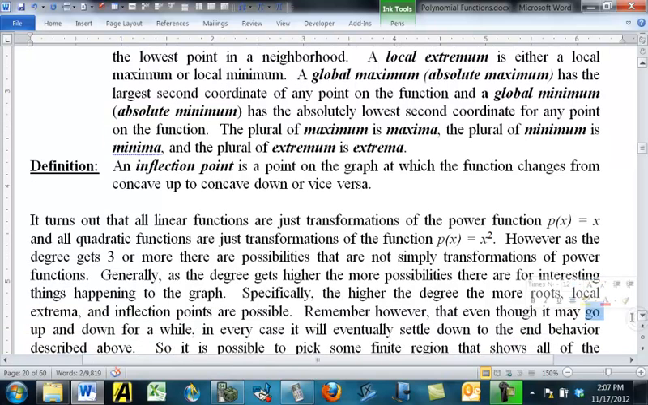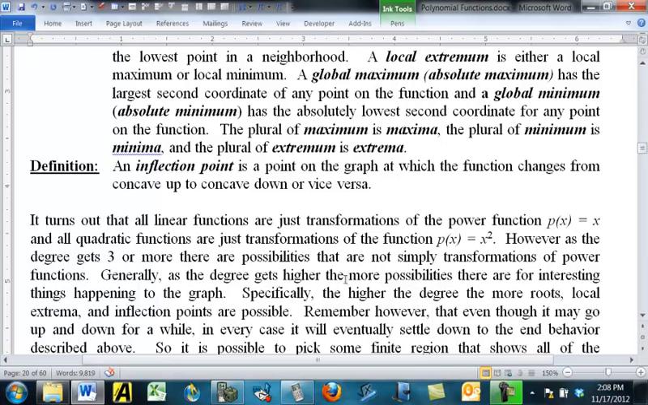So, we've already said it turns out all linear functions are just transformations of the power function p of x equals x. All quadratics are just transformations of y equals x squared. But if the degree gets 3 or more, there turns out to be more possibilities, and they're not just simply transformations of power functions. Generally, as the degree gets higher, the more possibilities there are for interesting things to happen in the graph. Specifically, the higher the degree, the more roots you can have, the more local extrema, and the more inflection points that could possibly show up if the coefficients are right.